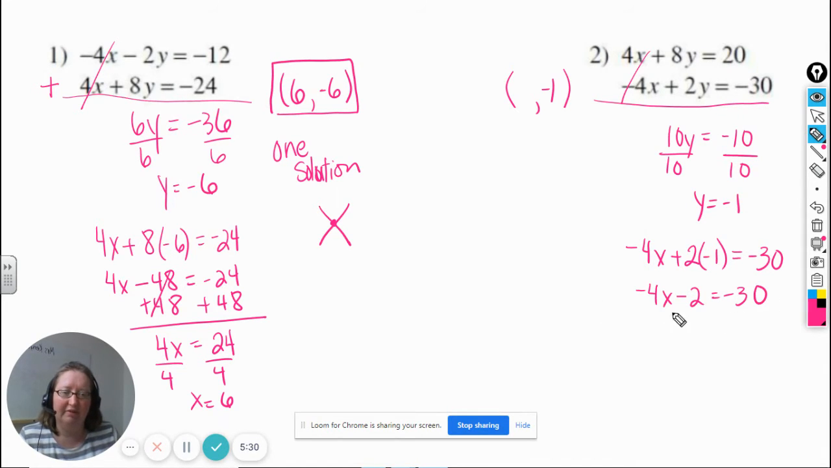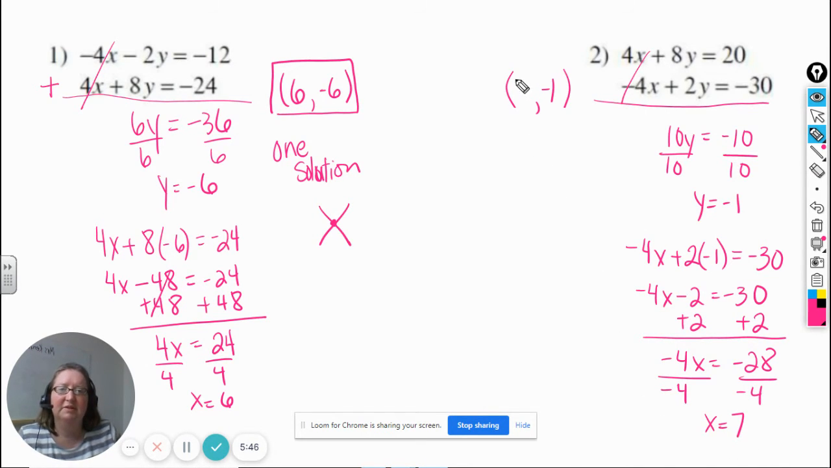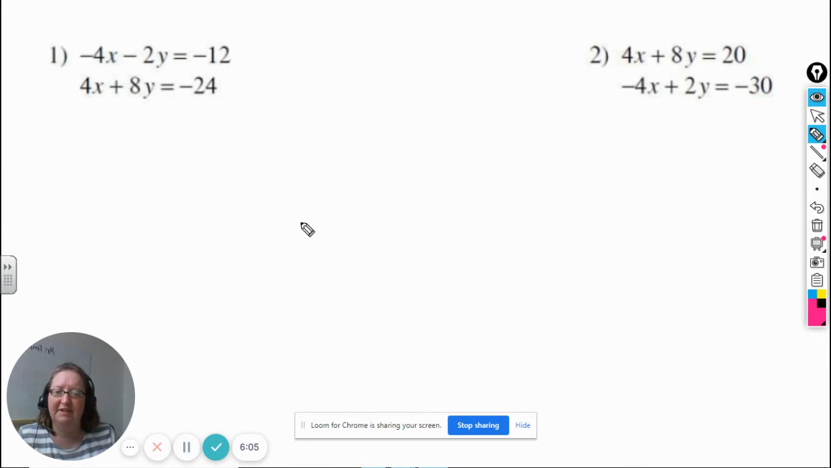Well, I ended up with a lot of negatives here. +2, +2. -4x is equal to -28. Divide by -4, divide by -4. X is equal to +7. It always makes me feel better when I get integer answers, but you could just as easily get fraction answers, and it's okay. That doesn't mean they're wrong. One solution. Okay, so that's that kind. You should pause if you want to write that down, because I erased it. But you can always pause your video.